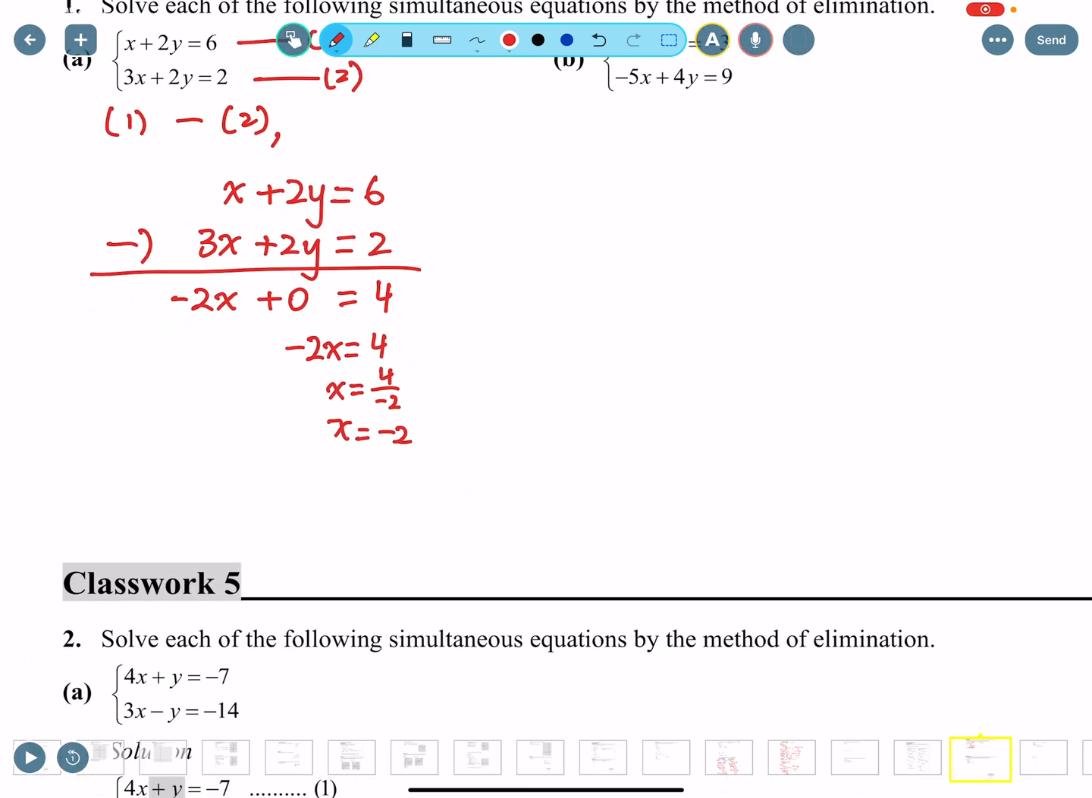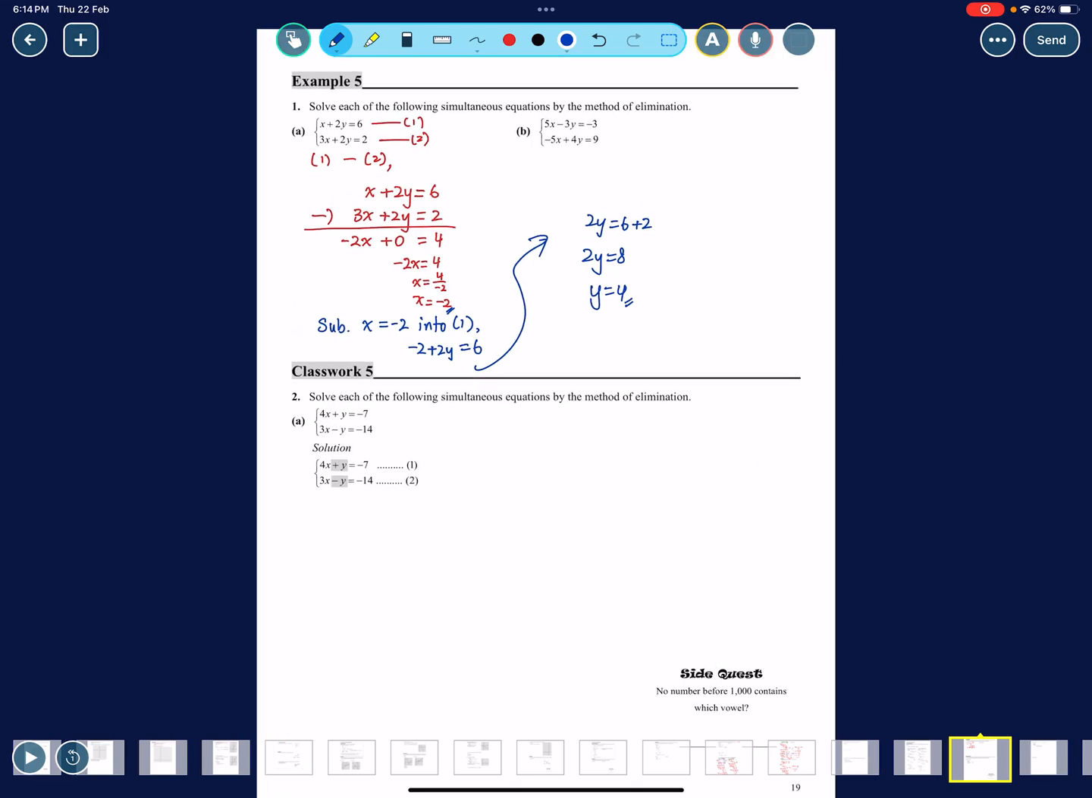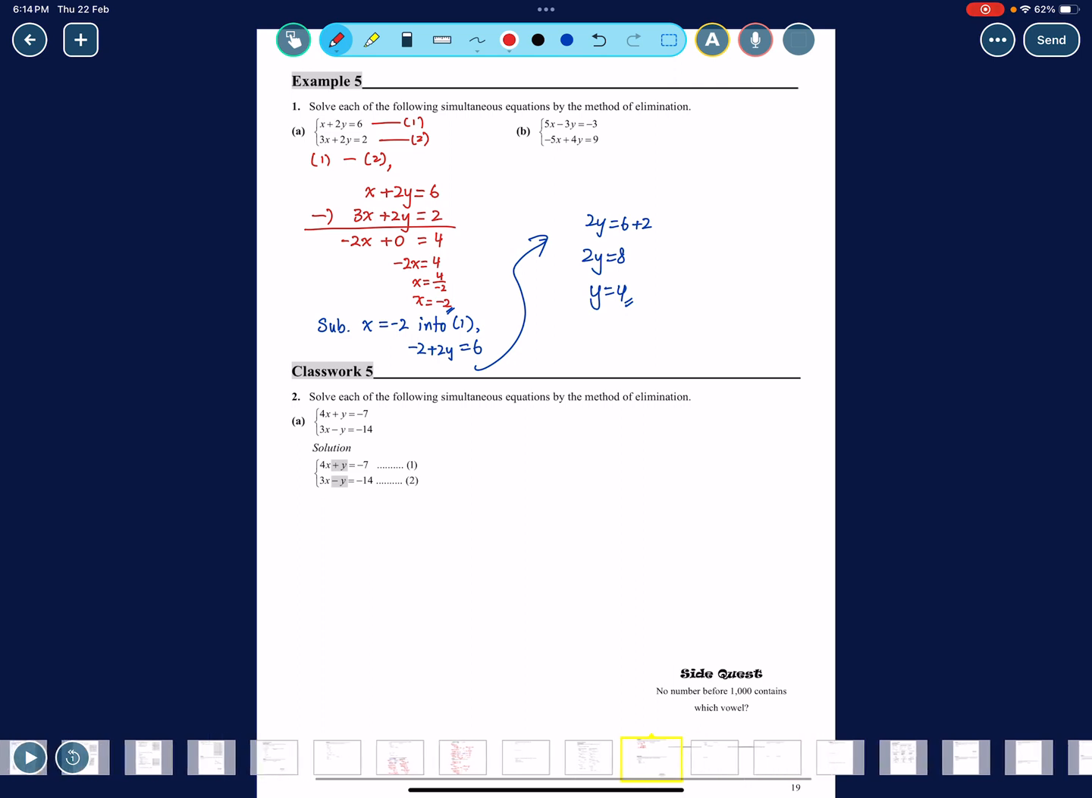Now once you've got one letter, you don't need to do elimination for the other one. You just go back to substitution style. Sub x equals negative 2 into either equation, it doesn't matter. So let's put it in 1, it looks simpler in 1. Negative 2 plus 2y equals 6. 2y equals 6 plus 2. 2y equals 8. y equals 4. So that's your answer: negative 2 and 4. All right, so that's one question.